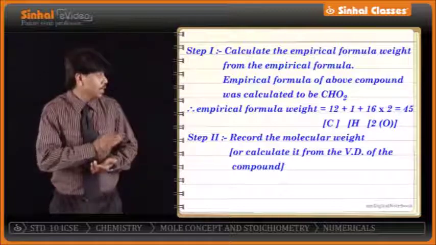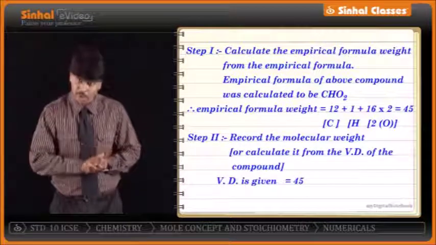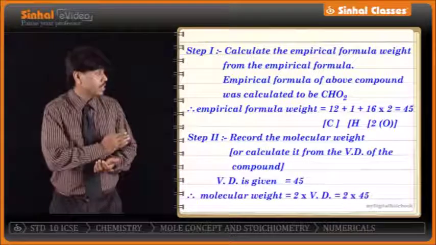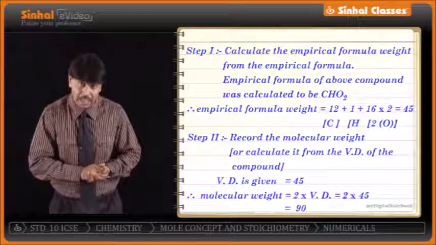Vapor density is given to be 45. Therefore, molecular weight will be 2 into vapor density. That is 2 into 45. Answer comes out to be 90.